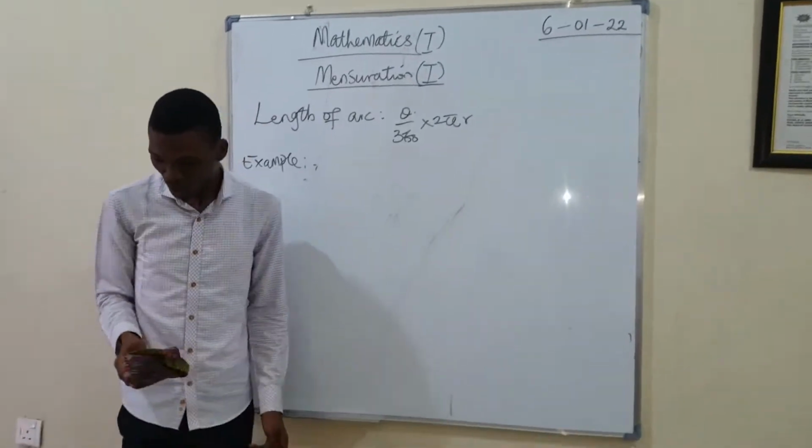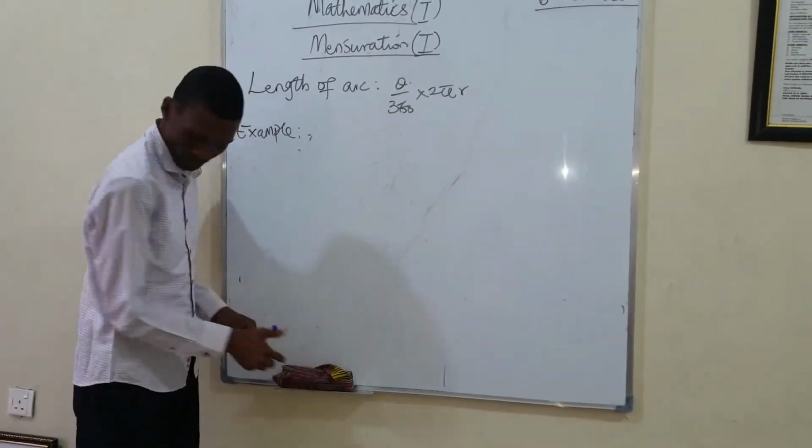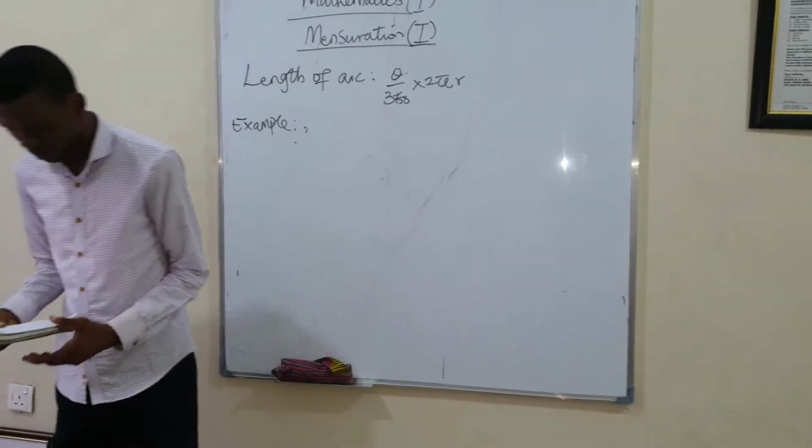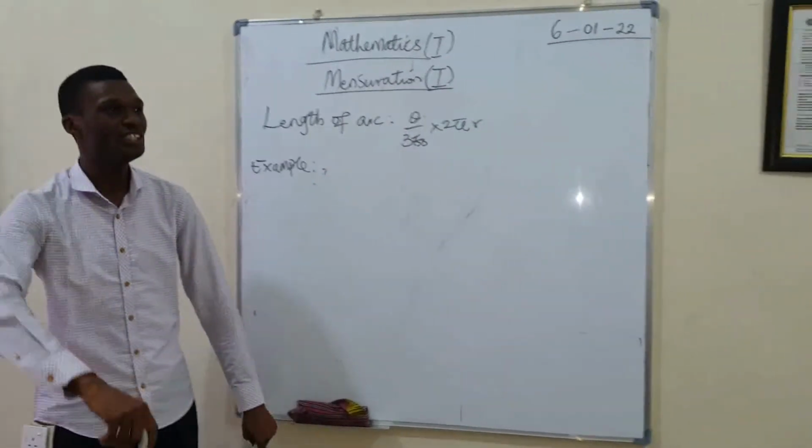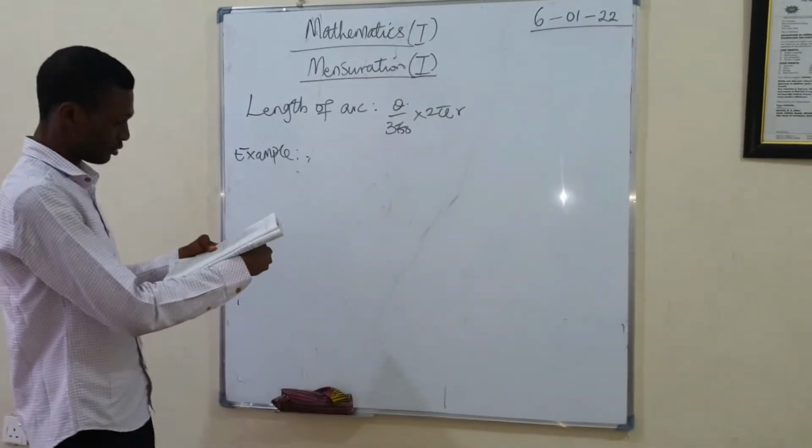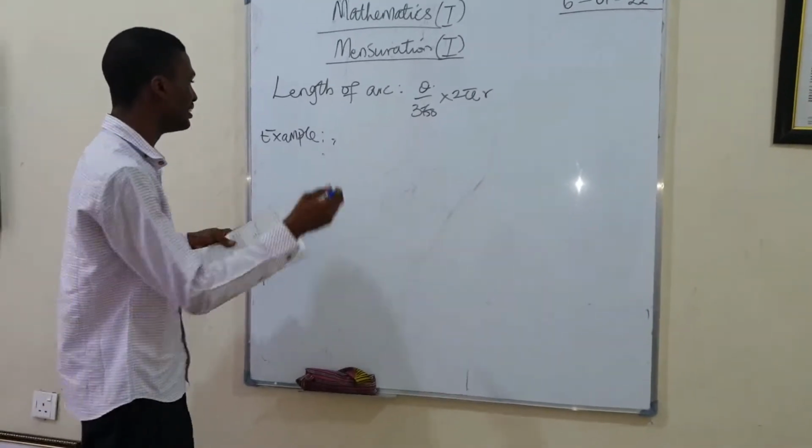Alright, we saw another example. Okay, we're looking at a case where an angle is given. So the length of the arc is given, and now to find the angle.